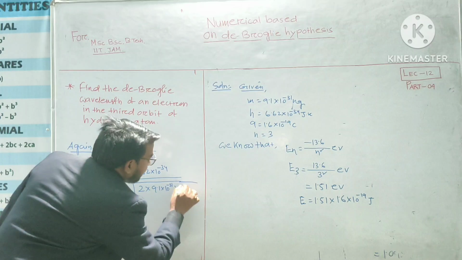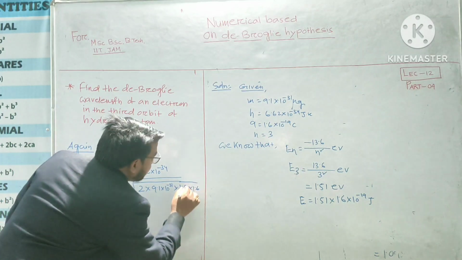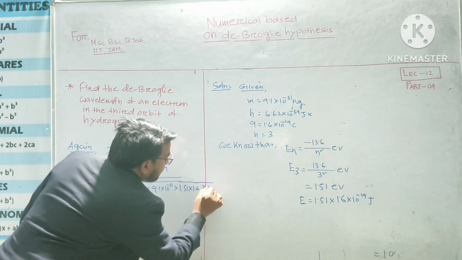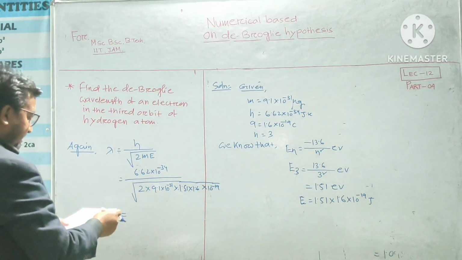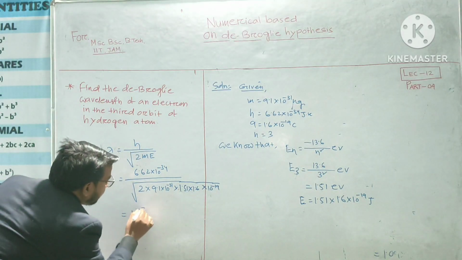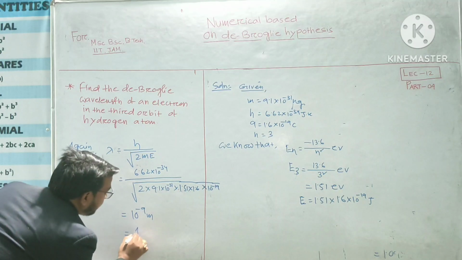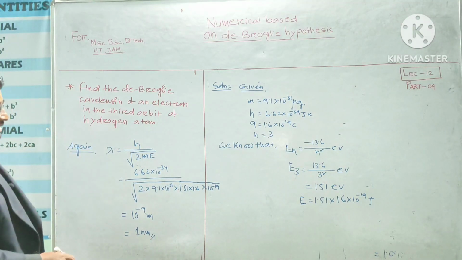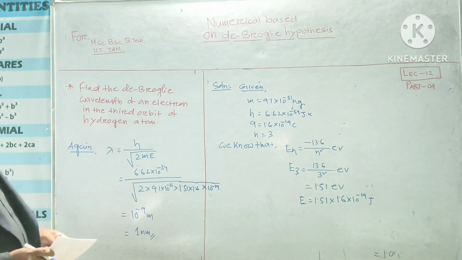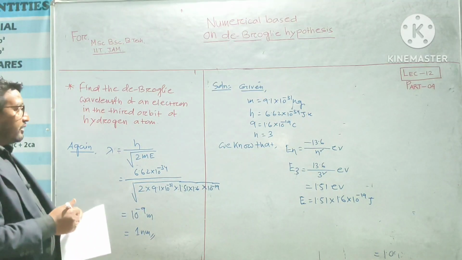So we can write 1.51 into 1.6 into 10 to the power minus 19. After solving this part we will get the result 10 to the power minus 9 meter, and this is equal to 1 nanometer, because we know that 1 nanometer equal 10 to the minus 9 meter. For your better understanding, I am going to repeat it once again.